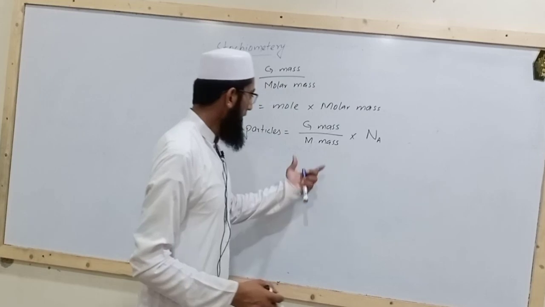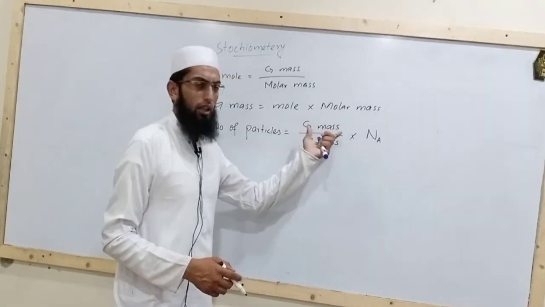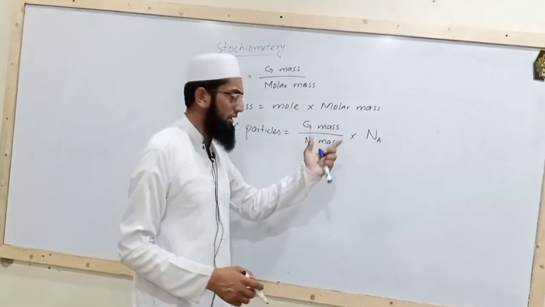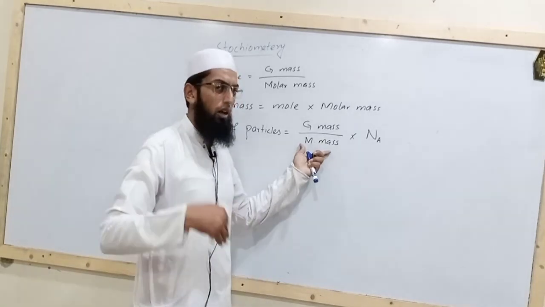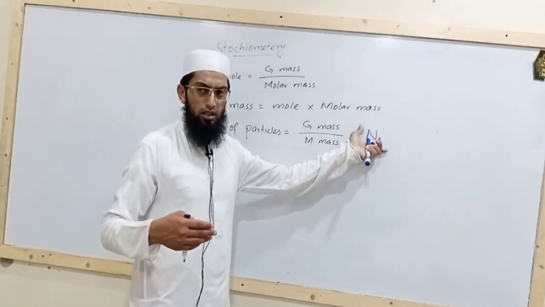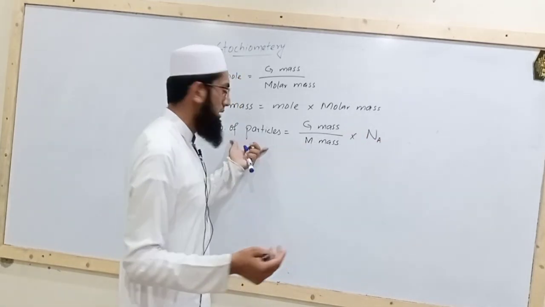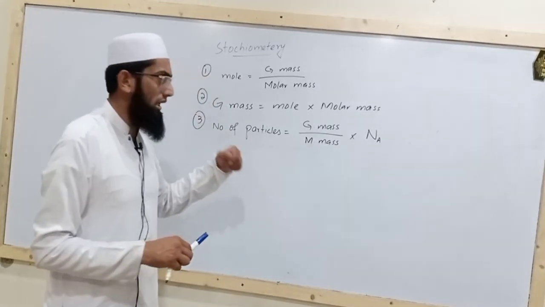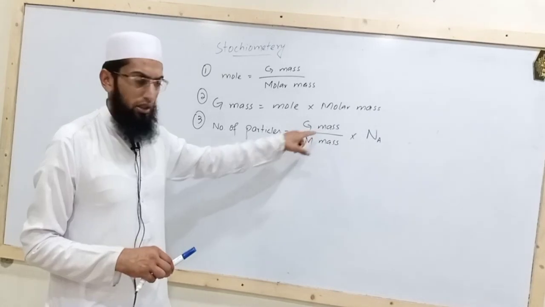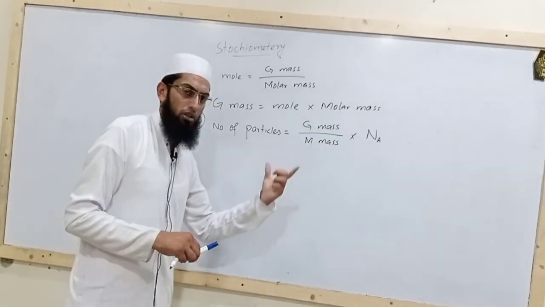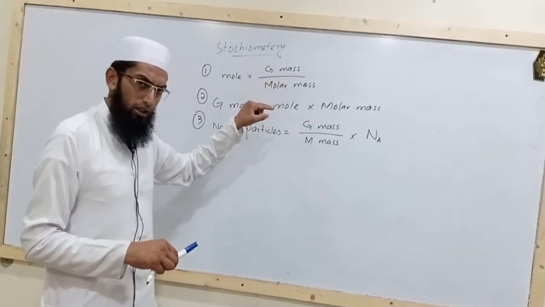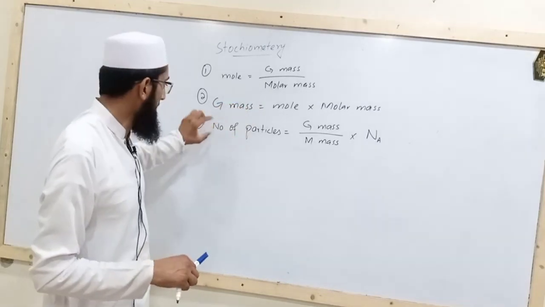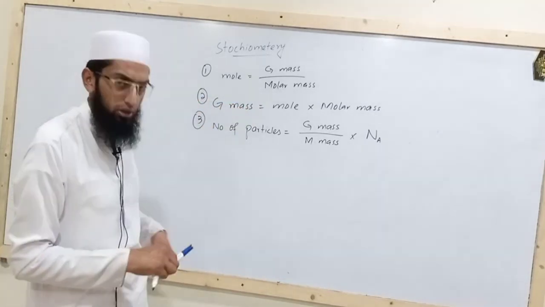Okay, so here, if you are given only the given mass, you can write the given mass, and the molar mass we have to find ourselves, and then this is Avogadro's number, which we know well, and in this way we find the number of particles. But if we are given the number of particles and we have to find the given mass, we rearrange this equation, as we rearranged the first equation to make the second. In the same way, the third equation can be rearranged to make the fourth equation.